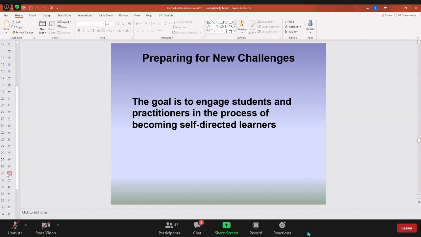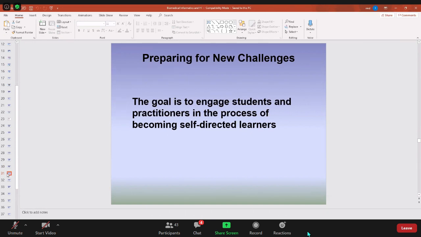So the goal of this particular informatics is to engage students and practitioners in the processes of becoming self-directed learners. You'll be surprised nowadays that the patients or individuals who come to the healthcare sector or seek medical treatments are well versed in their knowledge. You can no longer cheat them, or just tell them something very general. They can go very deep. They can actually learn by themselves, self-directed learning.